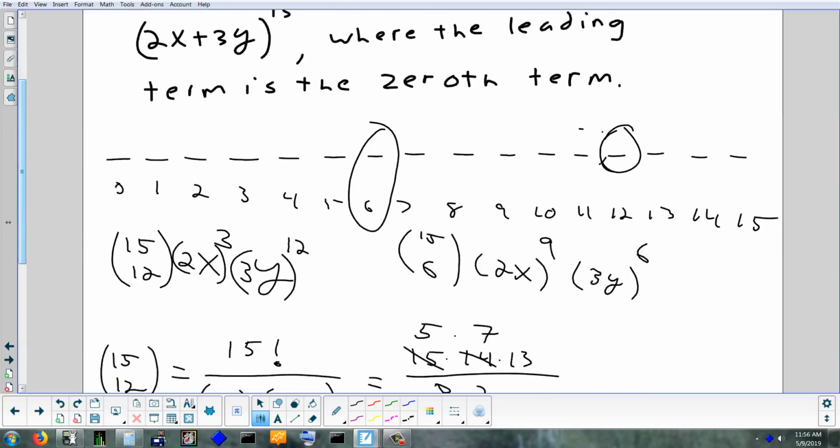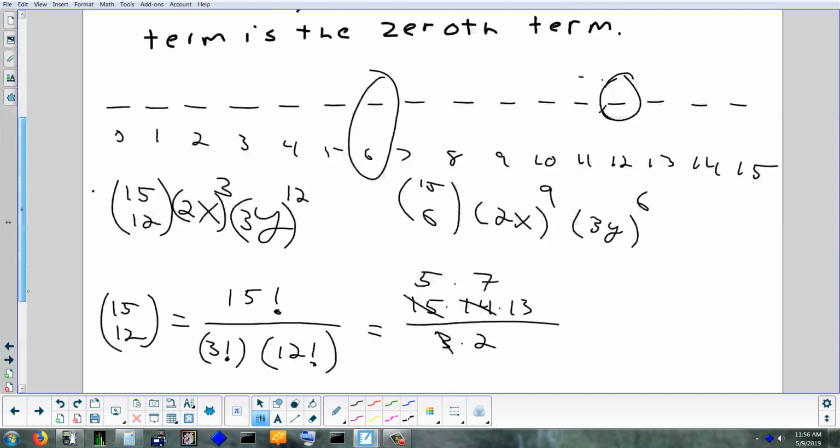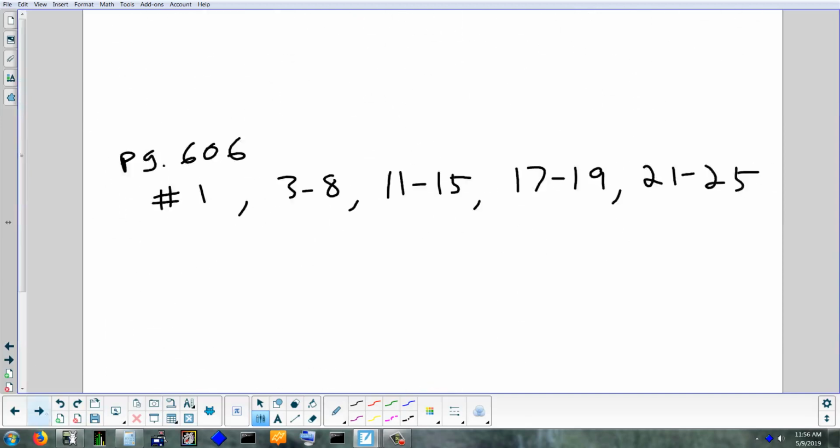Any questions? It is a little bit to keep track of in your head. Just remember to start with 0. That's the key. Any question on that? Okay, so that's the binomial theorem.